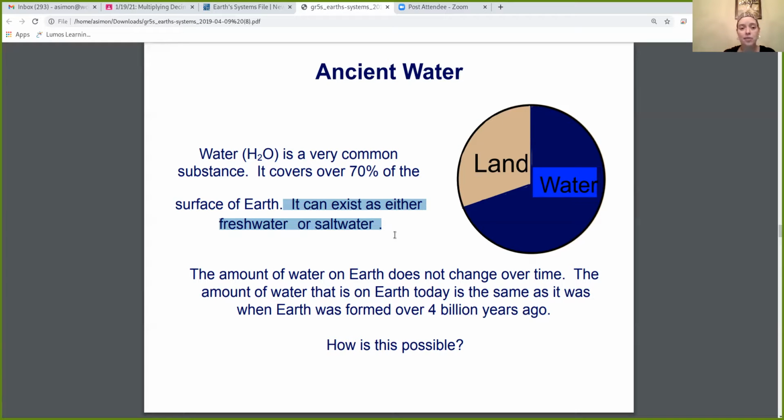Now, this next thing we're going to learn, guys, it might be a little shocking, but if we really think about it, it makes sense, okay? So the amount of water on Earth does not change over time. It stays the same. The amount of water that is on Earth today is the same as it was when Earth was formed over 4 billion years ago, okay? So that's why it says water is ancient. So the water that we have on Earth today, right now, that we use is the same water that was here 4 billion years ago. So go ahead and add that to our notes, please.